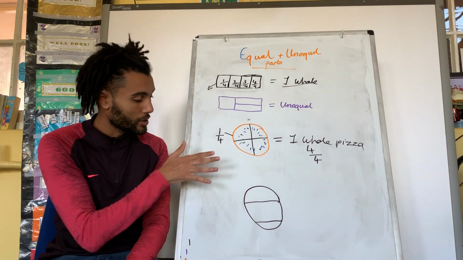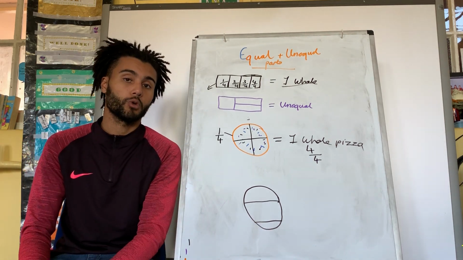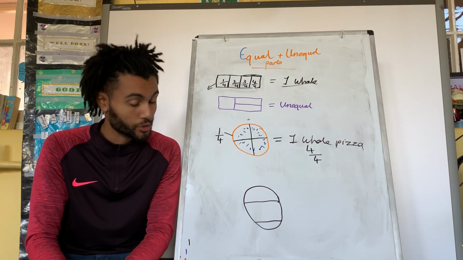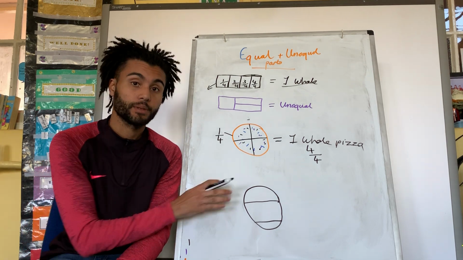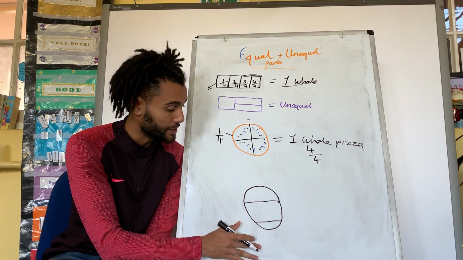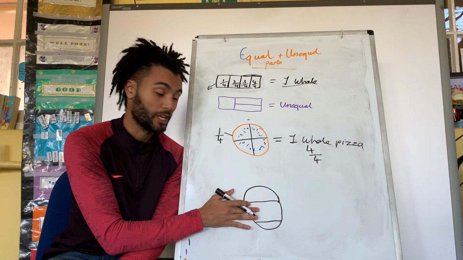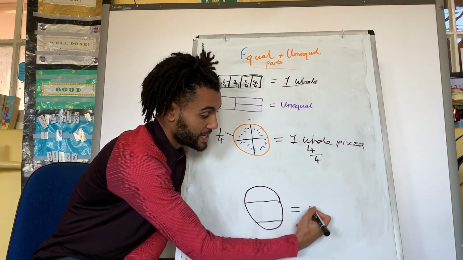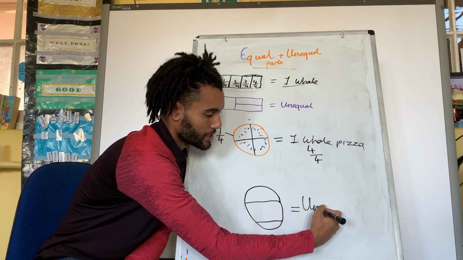Now, have a look. Do you think these are equal or unequal pieces? So again, we can clearly see that they're not equal pieces. We can see here, this one at the bottom here is really small compared to this big one here, and then we say this is a medium-sized one. So we say that these are unequal.